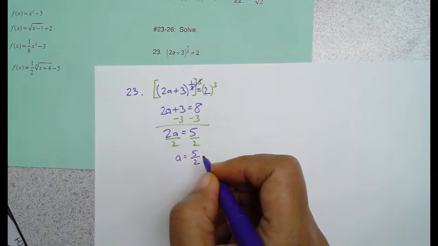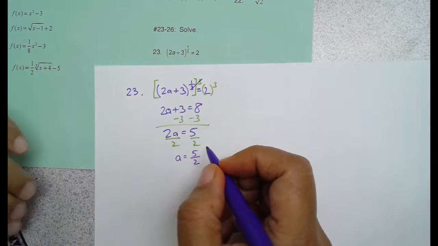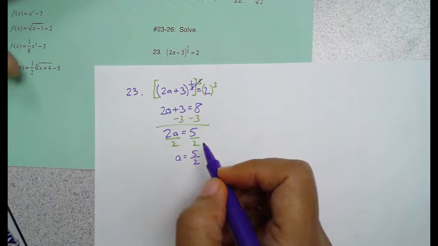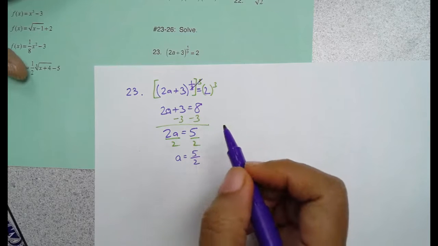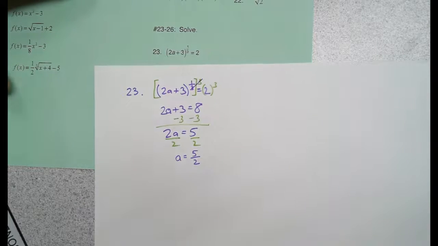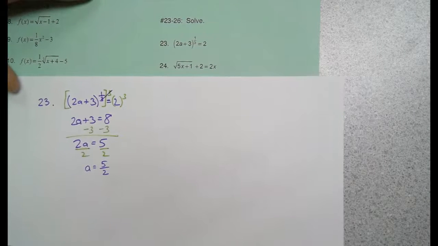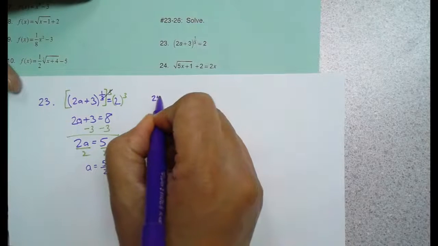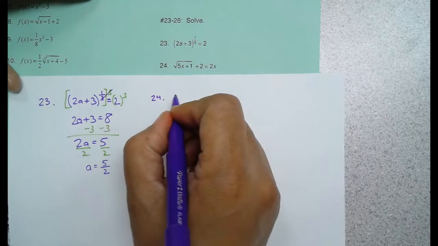All right, and then you could check your answer if you want to, but we really only need to do it on even roots, and since this is a cube root, that's odd, so we're good. Now let's go ahead and do number 24. This time we do have a square root, so we are going to have to check our answer at the end.